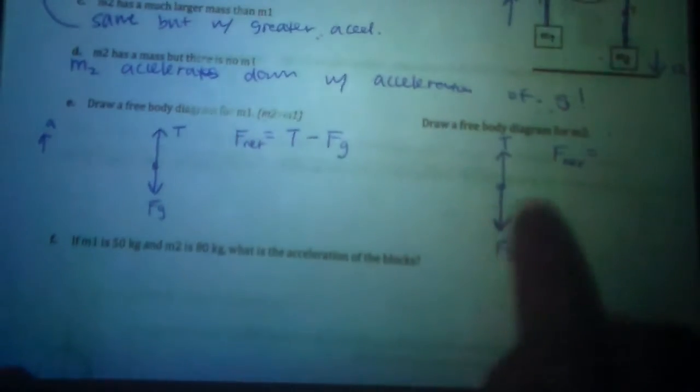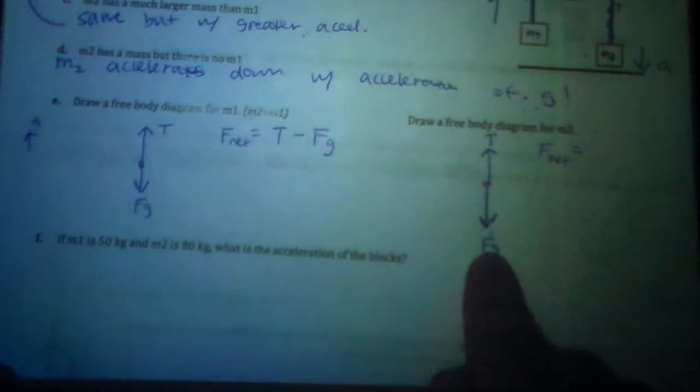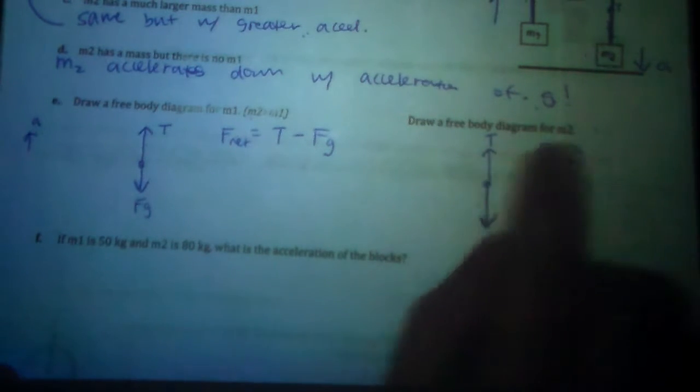All right, for the first one, the order in which we do this absolutely matters. Here, this one is accelerating up. T is my greater force. So you should have said that your net force was T minus Fg. Whereas for M2, Fg is my greater force. We always want to do bigger minus smaller so that our net force is in the direction of the acceleration. So here, my net force is going to be Fg minus T.